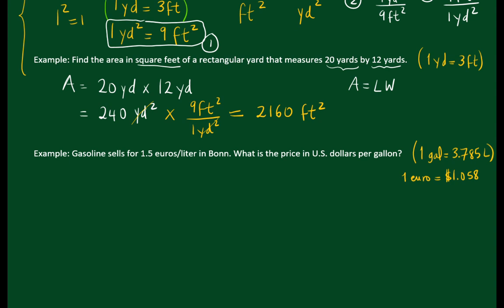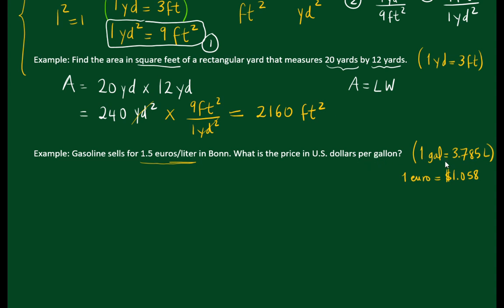Now the last problem, it's really another beautiful problem. So this is the gas price, 1.5 euros per liter in Bonn, Germany. And we want to understand this price by checking it with the price in the United States. In the United States, the volume unit is gallon and the currency is dollars. So we want to see what this costs in terms of the US unit price, which is the price in dollars per gallon.